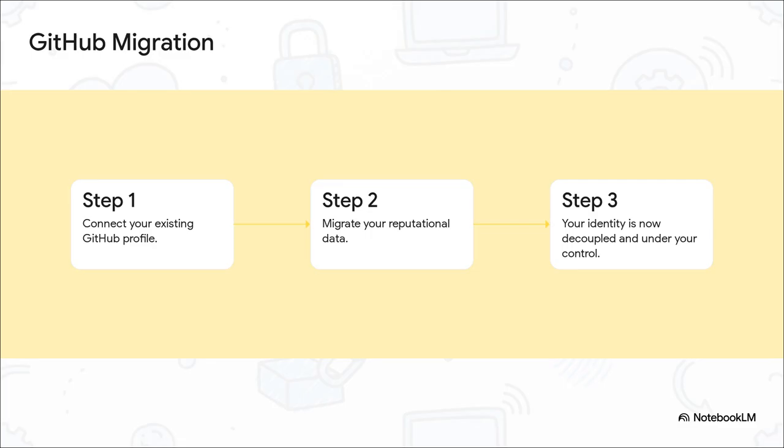Okay, first up, GitHub migration. Now, this is a really smart feature. Why? Because it builds a bridge between the web we use today, Web 2, and this new user-owned model, which some are calling Web 4. It lets you take all that reputation you've spent years building up, all your contributions and credibility, and pull it into your own sovereign identity.